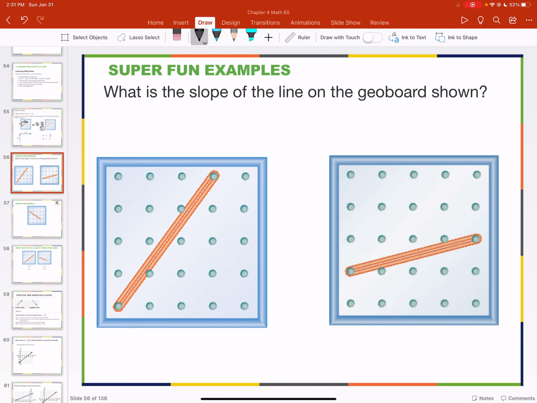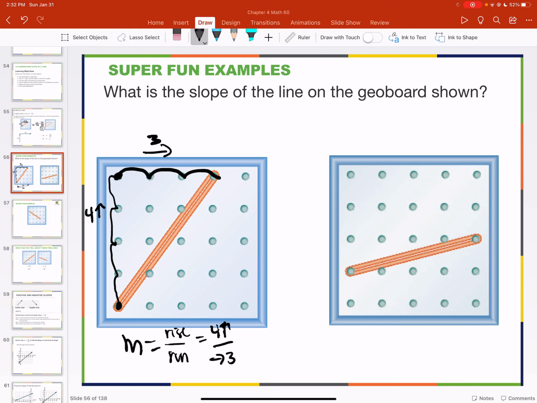Here's another line. You can start here and end here. So we can count 1, 2, 3, 4 spaces in the positive direction, up. And then from here, 1, 2, 3, so 3 spaces in the positive direction. So the slope for this line, remember, is rise over run. So how far up and over? It goes up 4 and then to the right 3. So that's positive 4 over 3.